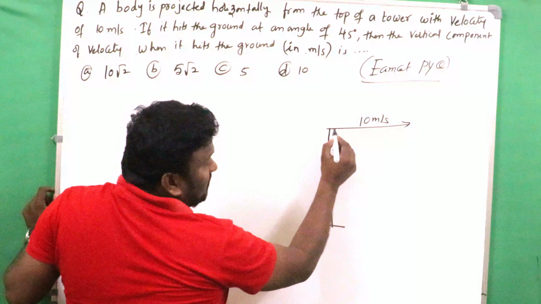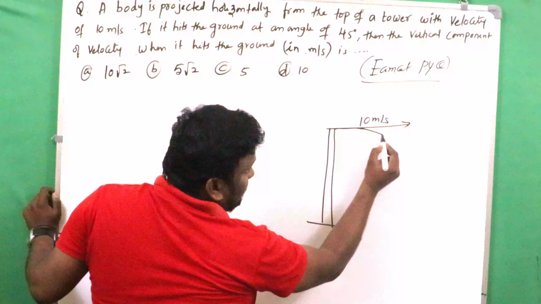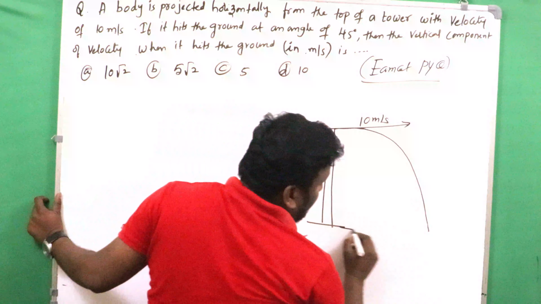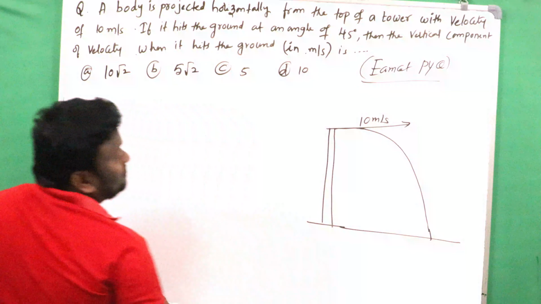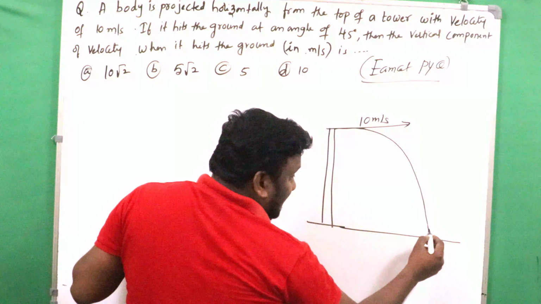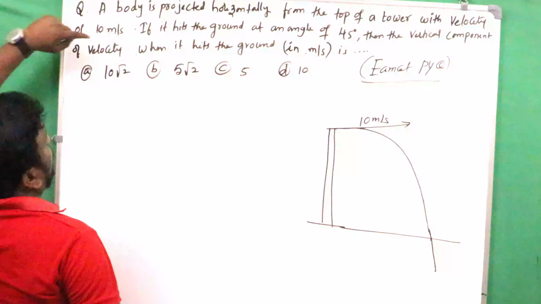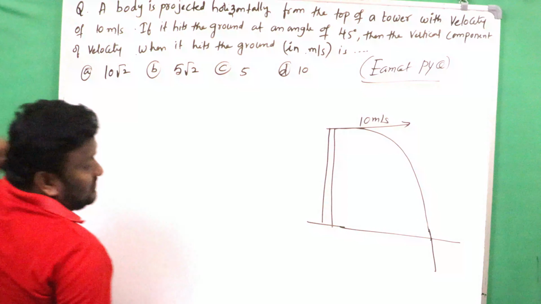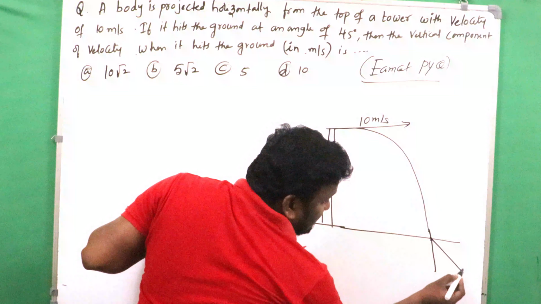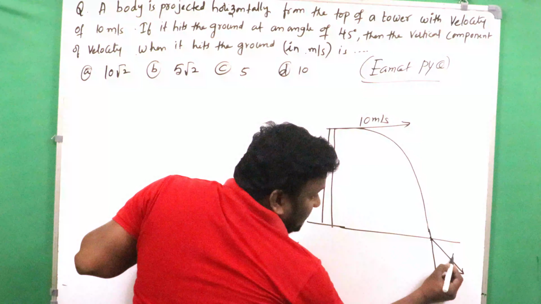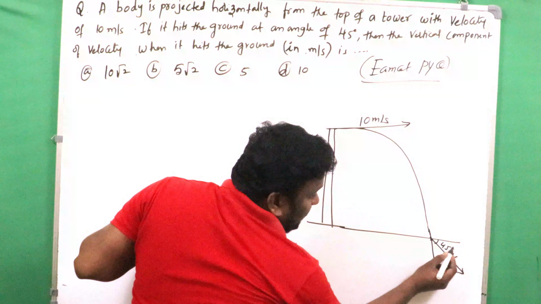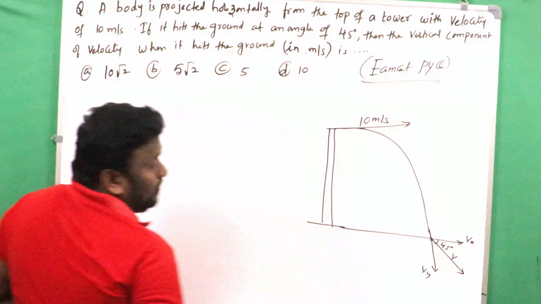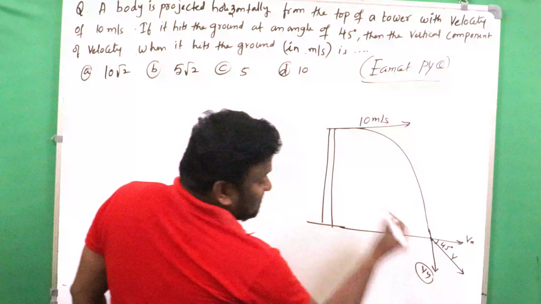We already know that a body projected from some tower or from a height reaches the ground along a parabolic path like this, and it is also considered a projectile. If it hits the ground at an angle of 45 degrees, then the vertical velocity component is? Here this is the velocity v, making an angle of 45 degrees. Now this is the Vx and this is the Vy. Now we want to find this vertical velocity.